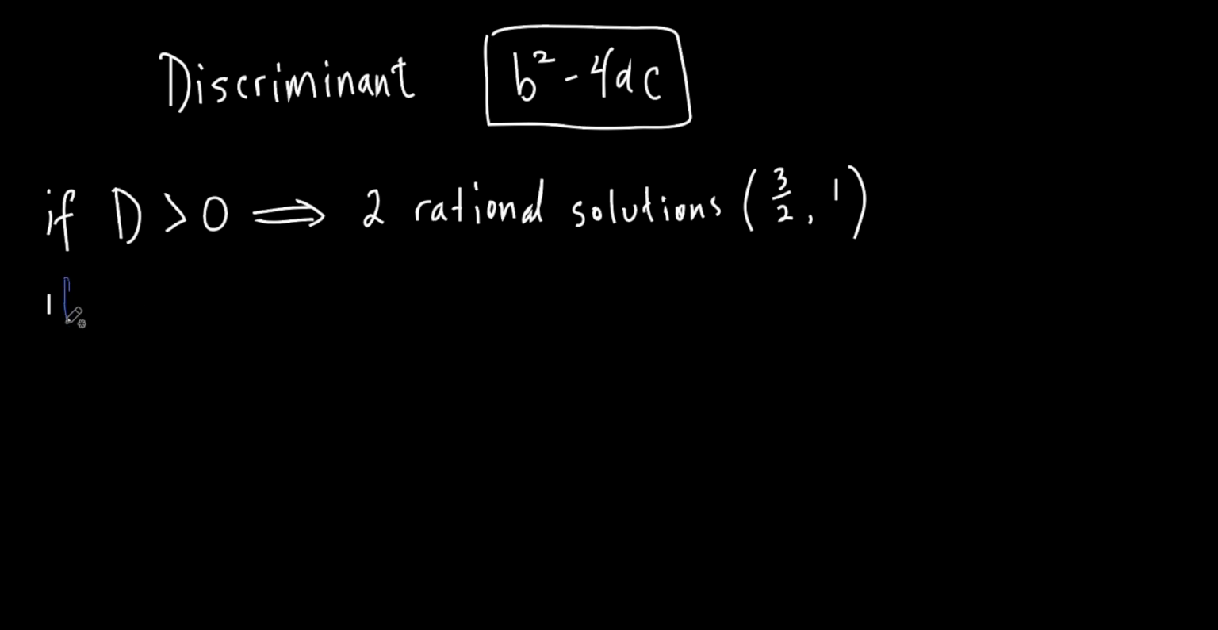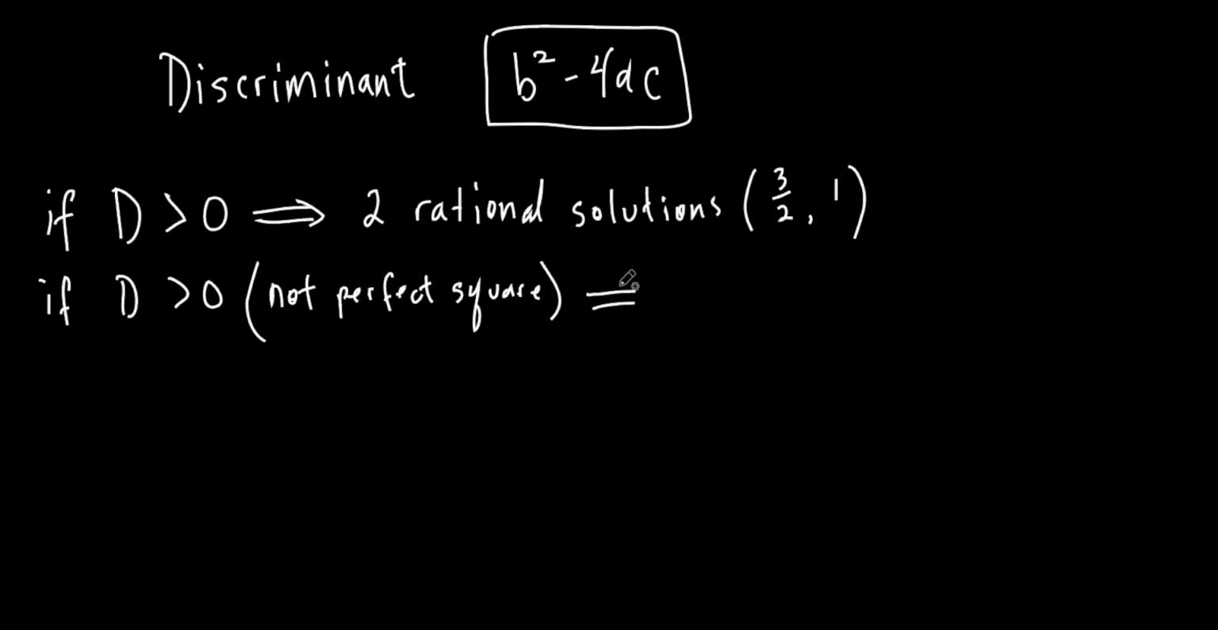You have another possibility if the discriminant is positive, or greater than 0. We're going to do the negative in a second. Let's do this: not a perfect square. Because you could have a perfect square to get some answers here, but if it's not a perfect square, then you are going to get 2 irrational solutions.